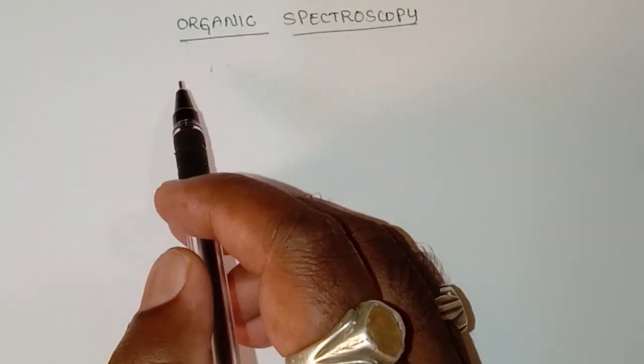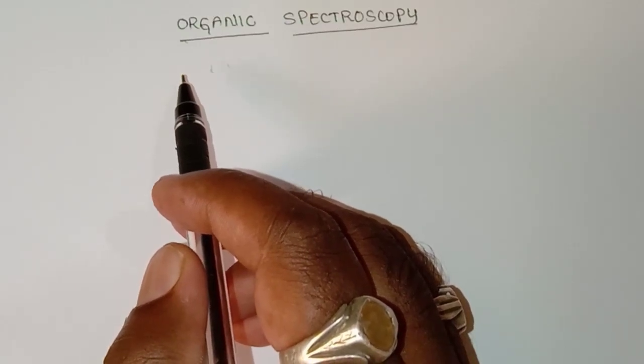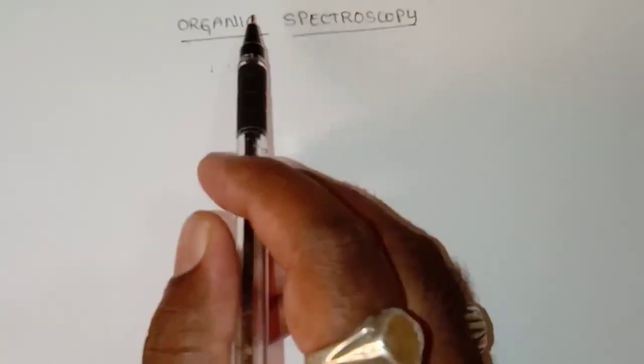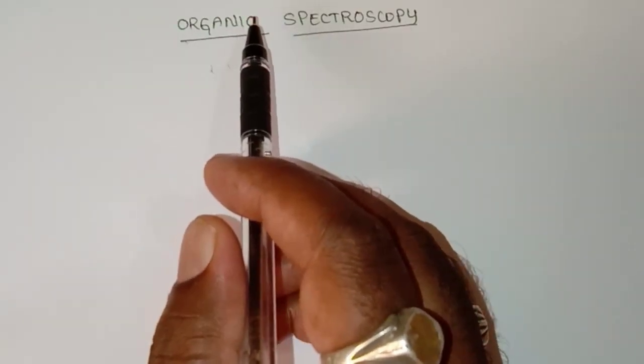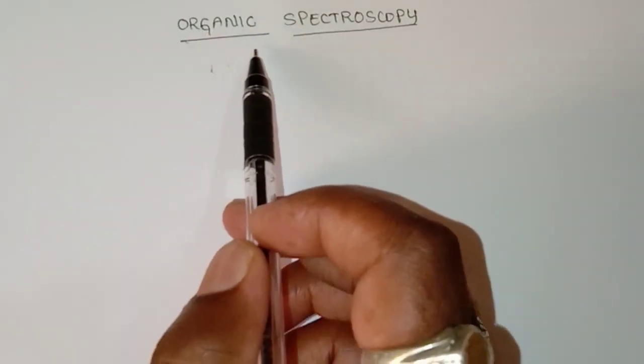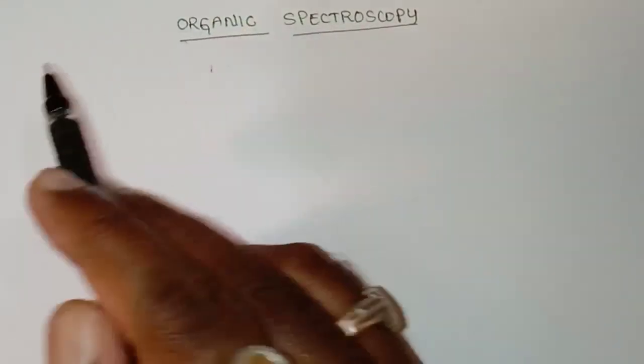So in this video, we shall start learning about the main important concepts in the field of chemistry, that is spectroscopy. And here we shall apply the concepts of spectroscopy, especially for the elucidation and analysis of organic compounds. That means we are going to learn about organic spectroscopy.